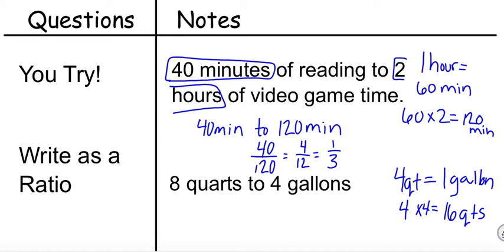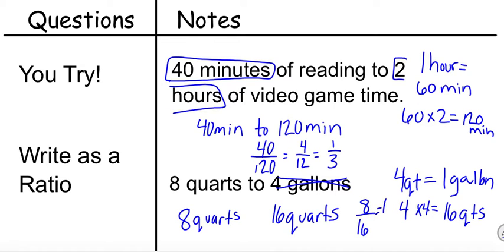16 quarts in 4 gallons. So I can change this gallons to be 16 quarts. And it's being compared to 8 quarts. And then as I write that over its fraction, it's going to be 8 over 16, and I reduce it to make it 1/2.